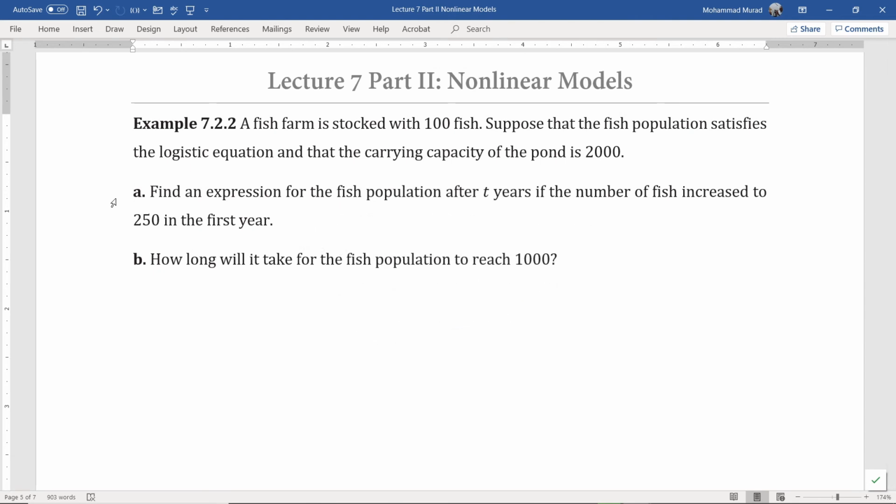Let's have a look at an example. A fish farm is stocked with 100 fish. Suppose that the fish population satisfies the logistic equation and that the carrying capacity of the pond is 2000. Find an expression for the fish population after t years. If the number of fish increased to 250 in the first year, how long will it take for the fish population to reach 1000? Let's see the solution of this example.